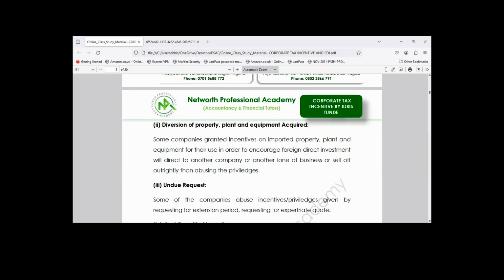The third one, undue request. Some companies abuse tax incentive by requesting for extension. Say, for instance, a company is given tax incentive that in the next 3 years, they will not pay tax. Some of them will make undue requests that after the expiration of the 3 years, they be granted an additional 3 years by government. It is a request that is not even possible, and that is going to affect government revenue. They normally make such undue requests.